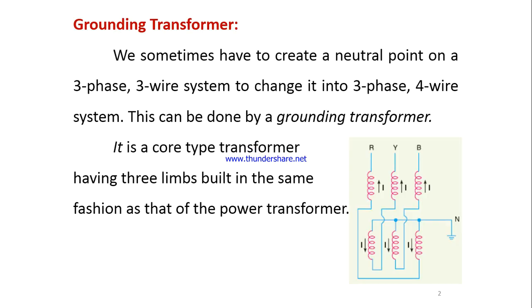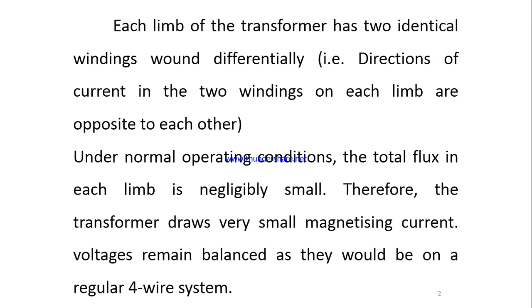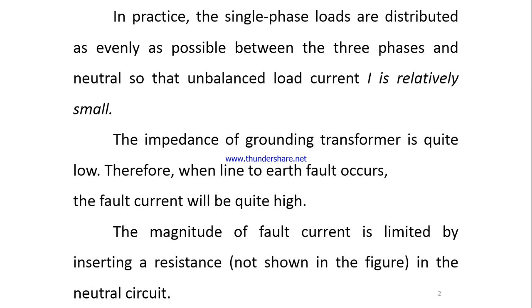While considering the grounding transformers, they may have different connections. If it is a 3-phase 3-wire system, or a 3-phase 4-wire system, it can be connected in a 3-limb structure. Each limb of the transformer is identical because the windings are the same, where the directions of the current in the two windings on each limb are opposite to each other, go and return coil. Under normal operating conditions, the total flux in each limb is negligibly small, and therefore the transformer draws very small magnetizing current with the voltage remaining balanced as it will be a 4-wire system.